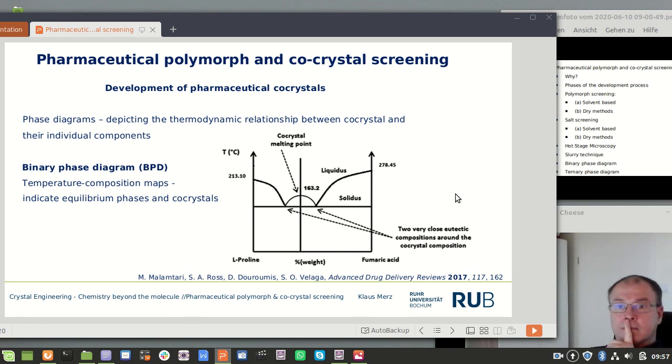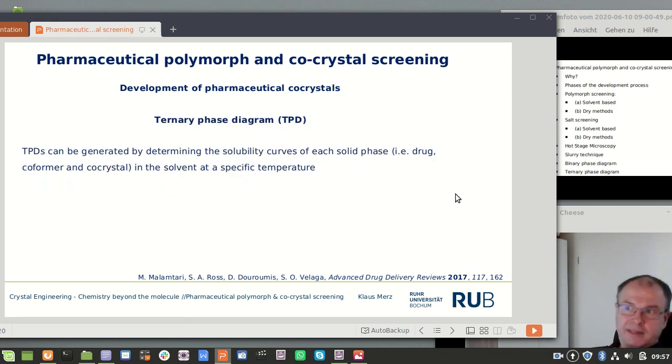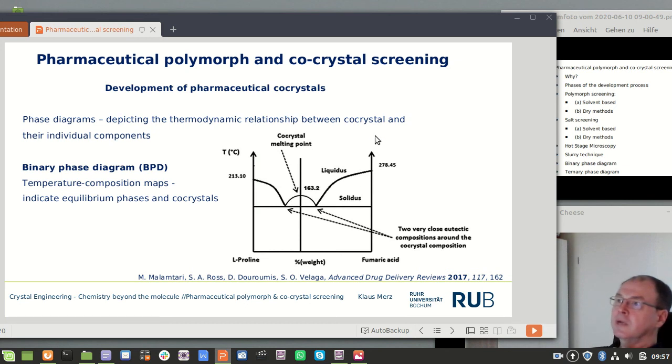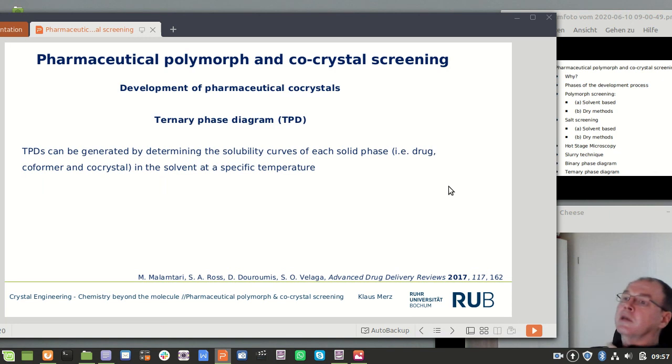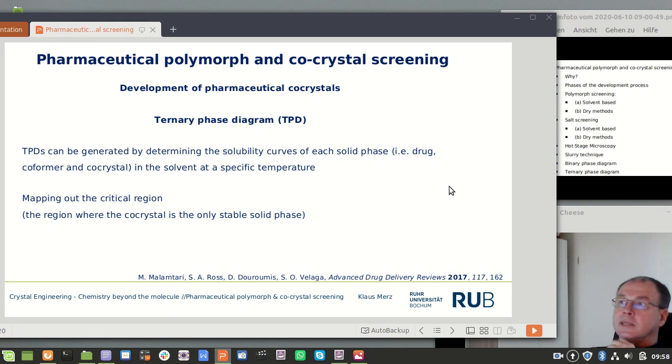More interesting, much more difficult, is the ternary phase diagram. In the binary case, we are looking only at the two solids, your compound and your co-former building a co-crystal. In this case, we are looking at the compound, co-former, and the solvent. And this is interesting, once again, an alternate approach to trial and error.